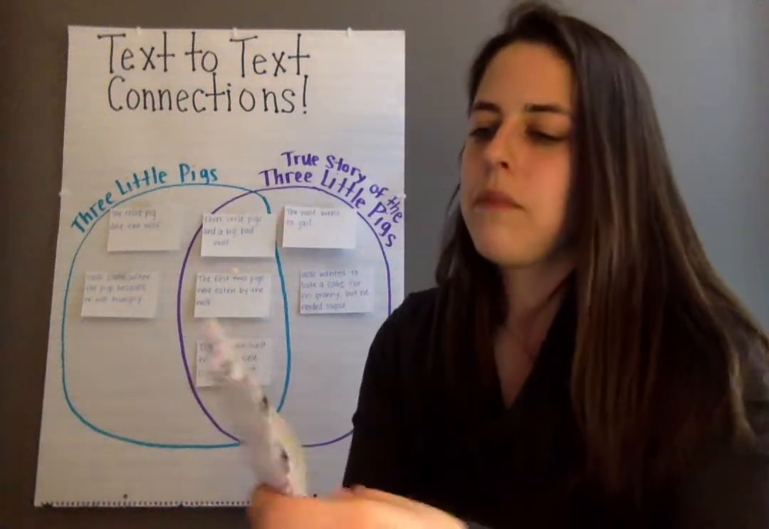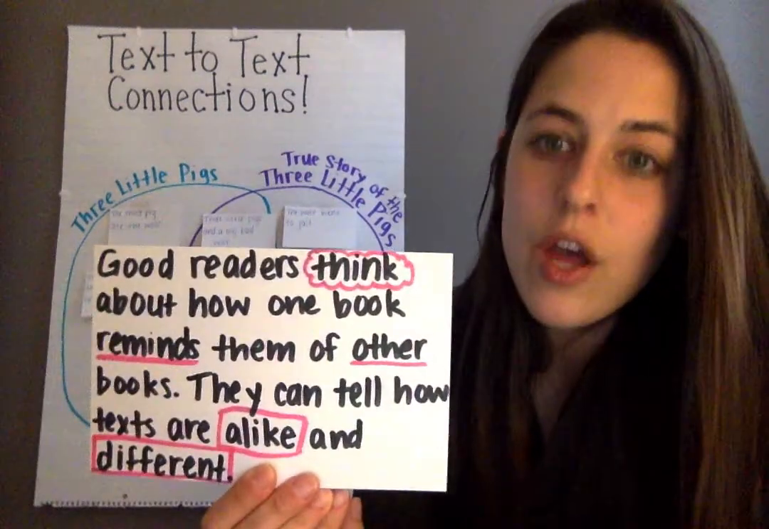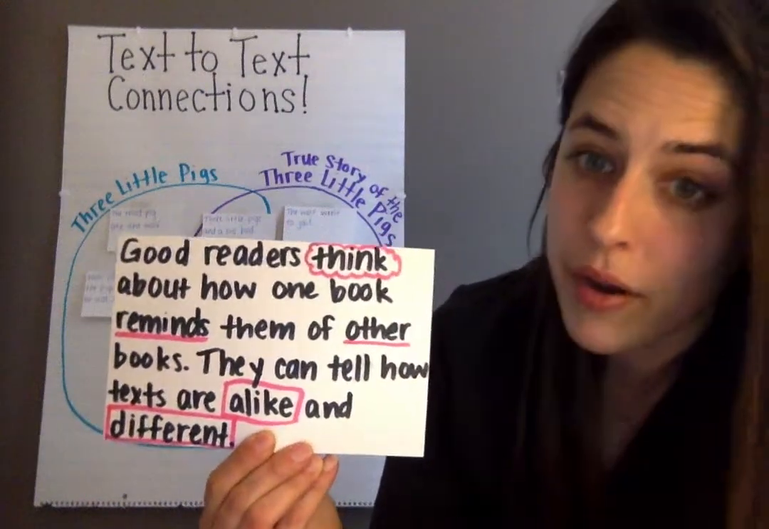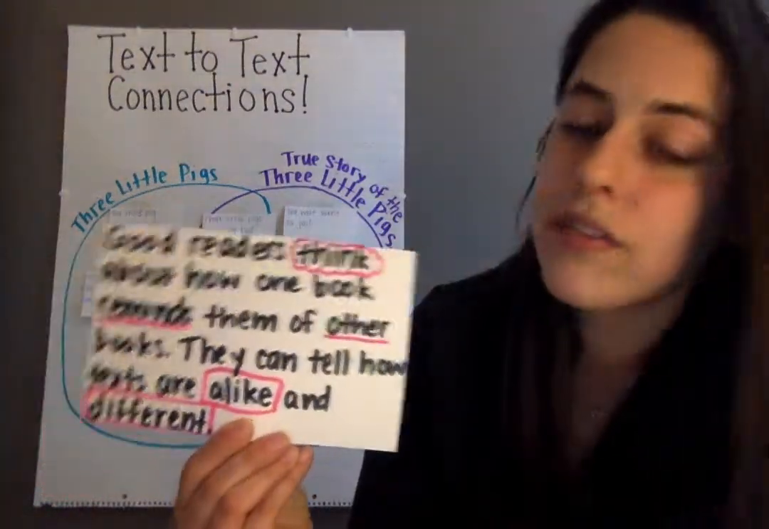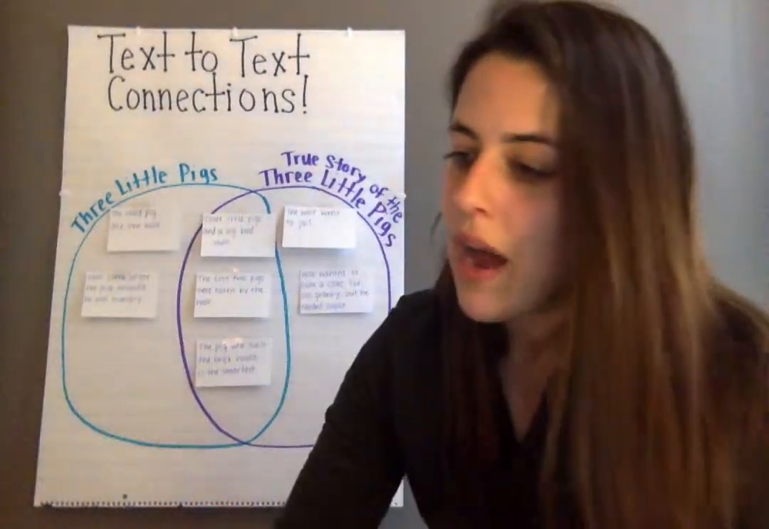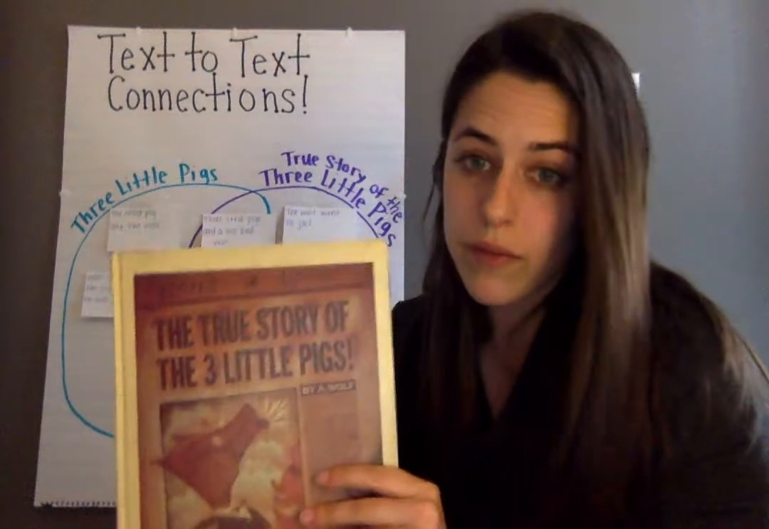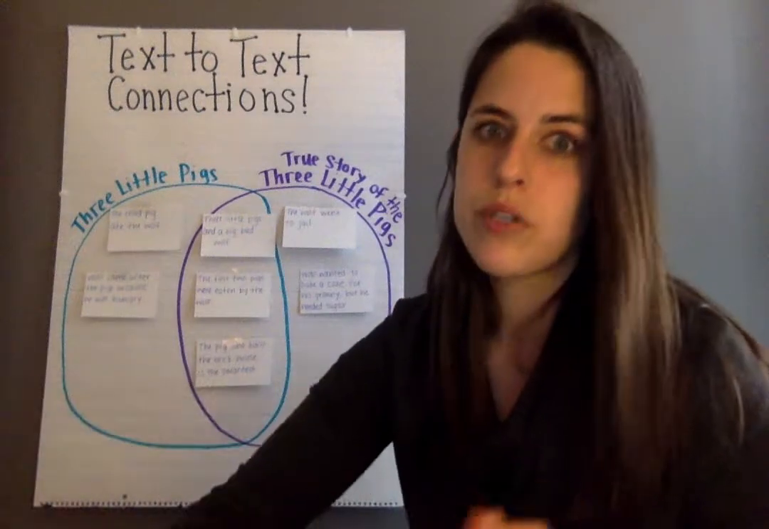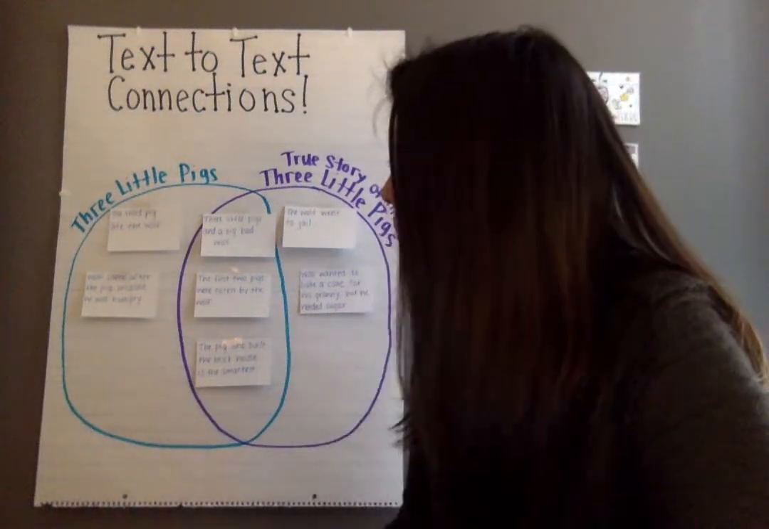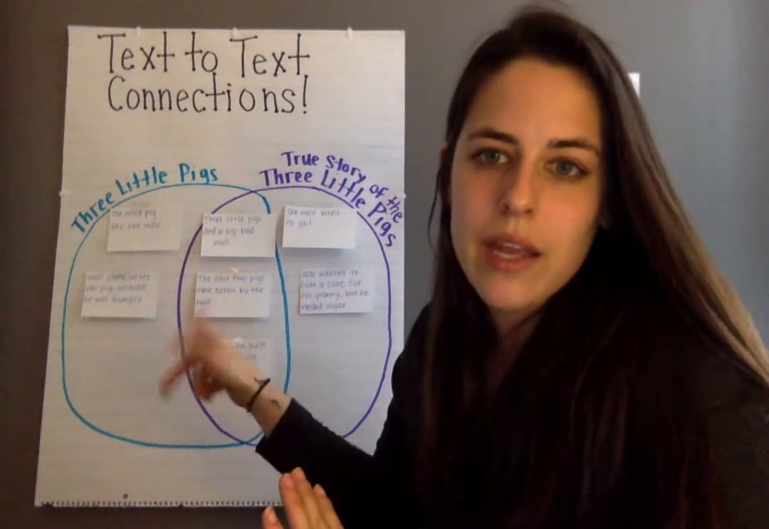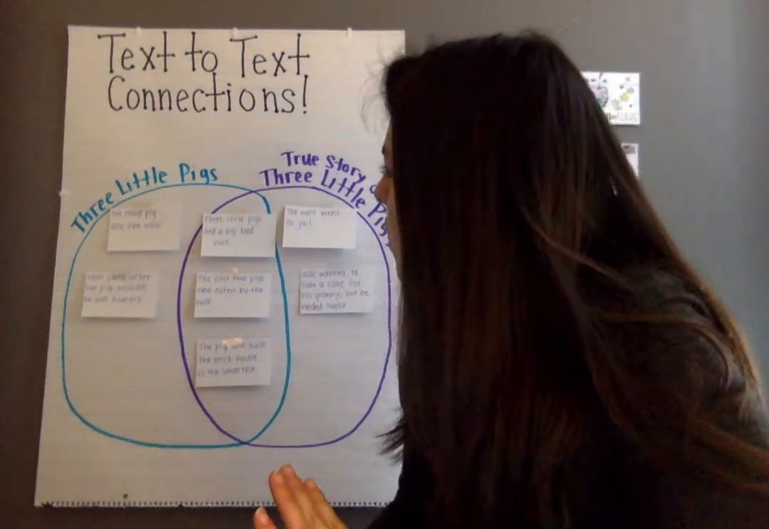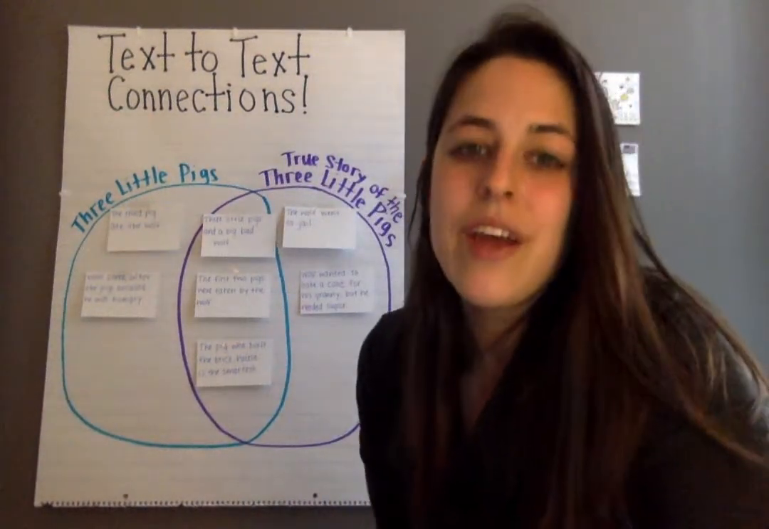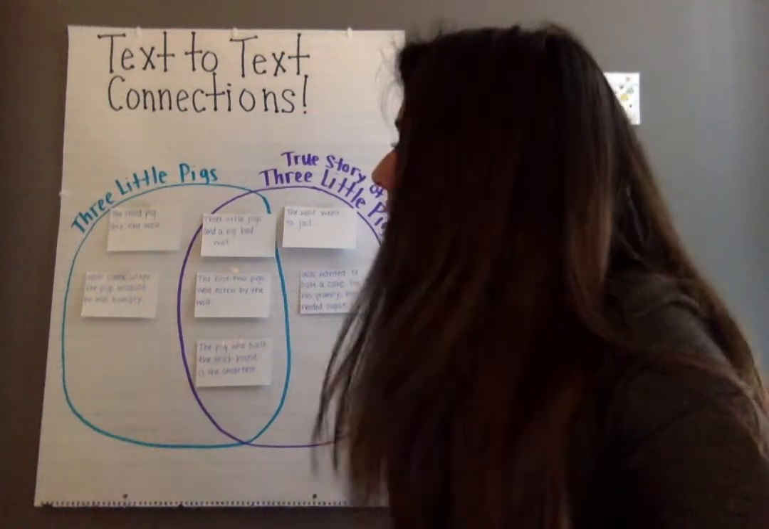So let me go over again. When we're making text-to-text connections, good readers think about how the book reminds them of other books, so they can tell how the texts are alike and different. So I read The True Story of the Three Little Pigs, and we compared it to the original story of the Three Little Pigs, which most people are already pretty familiar with. And we compared the two using a Venn diagram, and we talked about the similarities, which are the text-to-text connections. So you should be familiar now with making text-to-text connections.